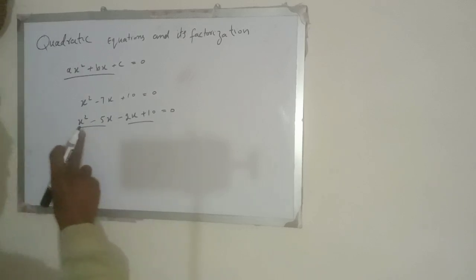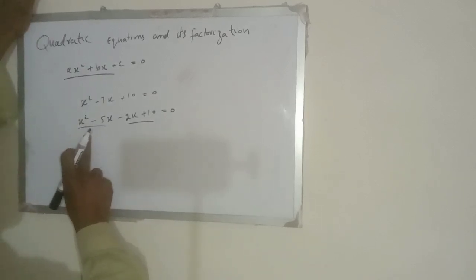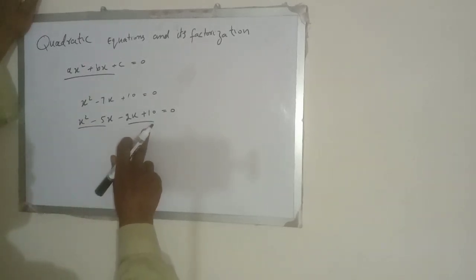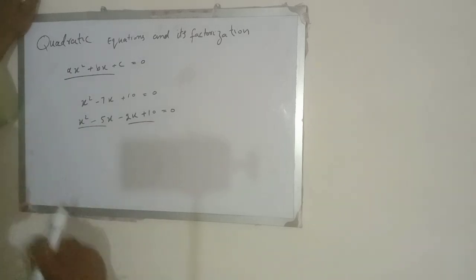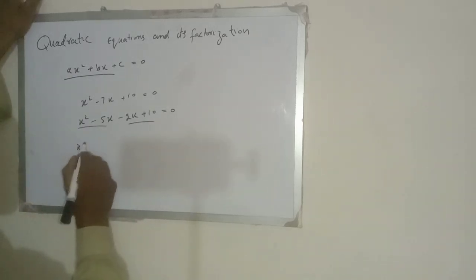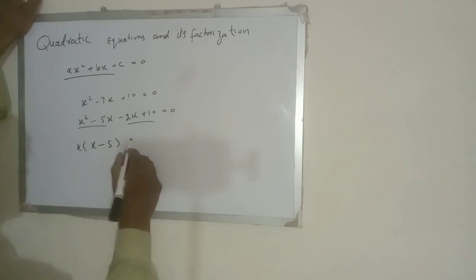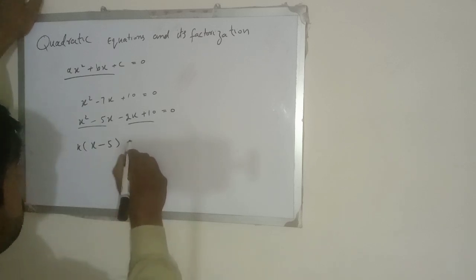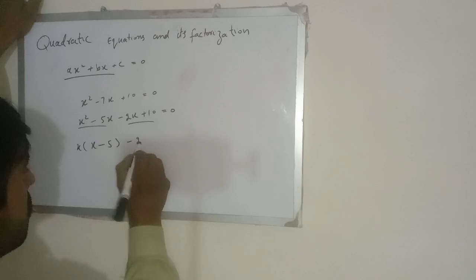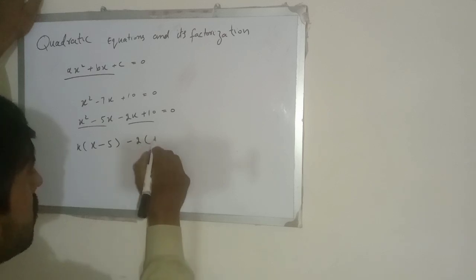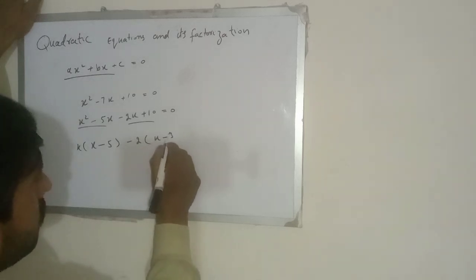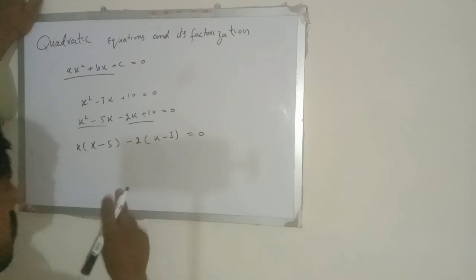We take common from this part x and from this part 2. x common, x minus 5, minus 2 common, x minus 5 is equal to 0.